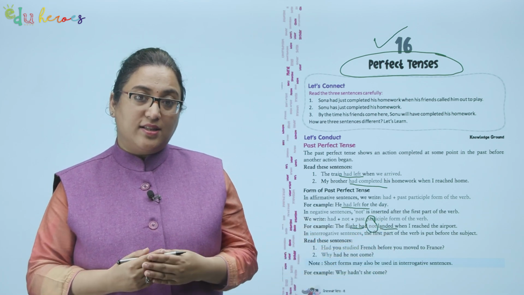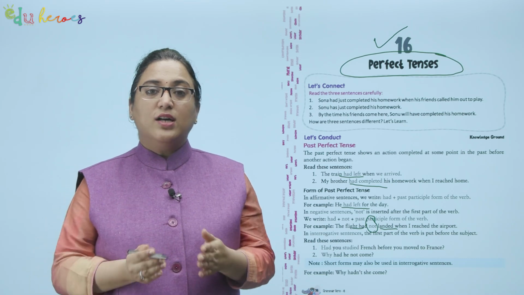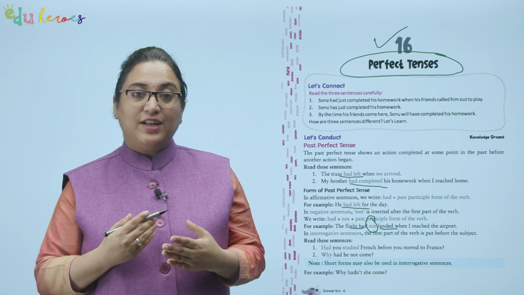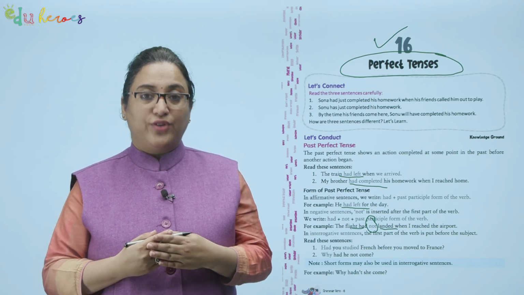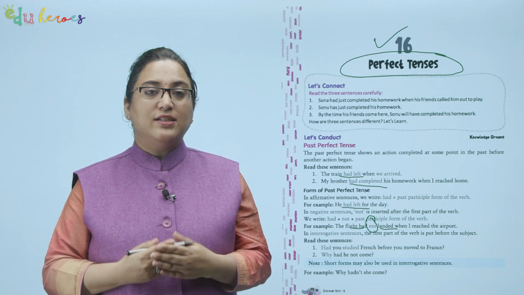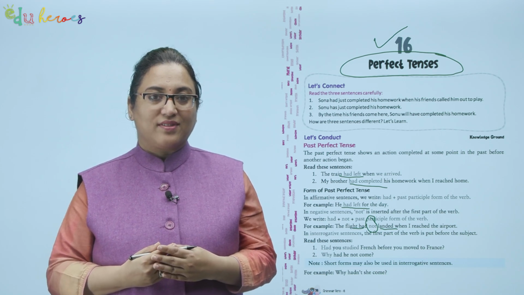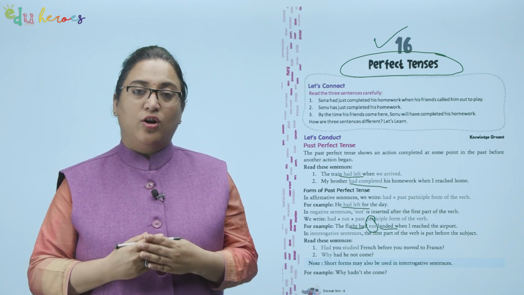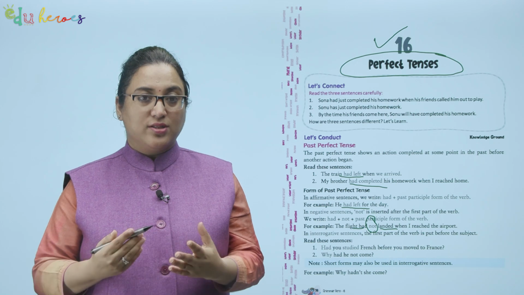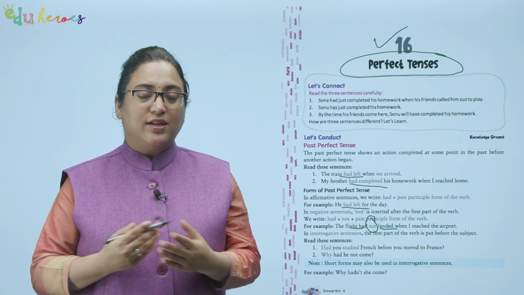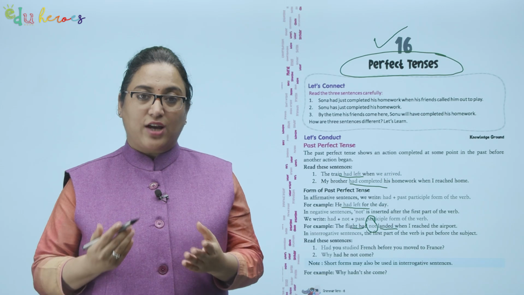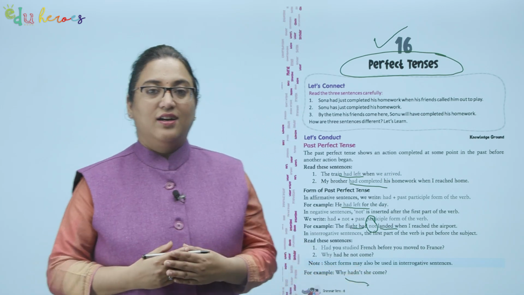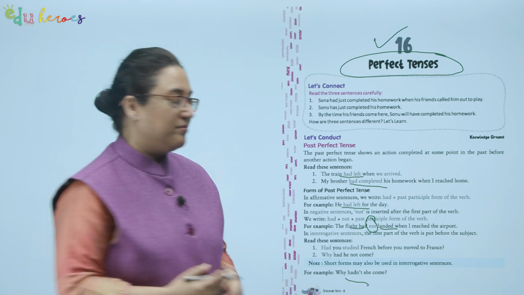In interrogative sentences, the question sentences, the first part of the verb is put before the subject. For example, had you studied French before you moved to France? Or why had he not come? Note, short forms may also be used in interrogative sentences, or we also call them contractions. For example, why hadn't she come? So hadn't is a contraction of had not. Let's know more about these.